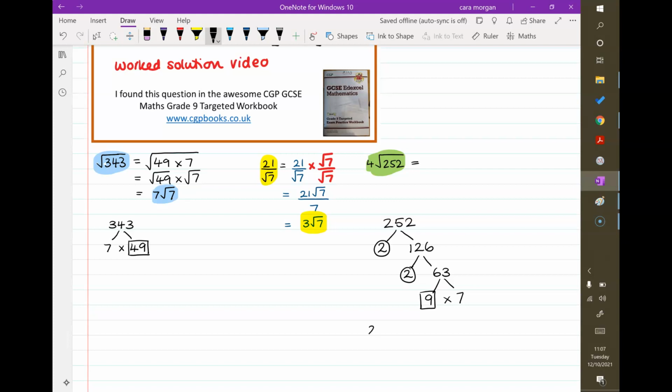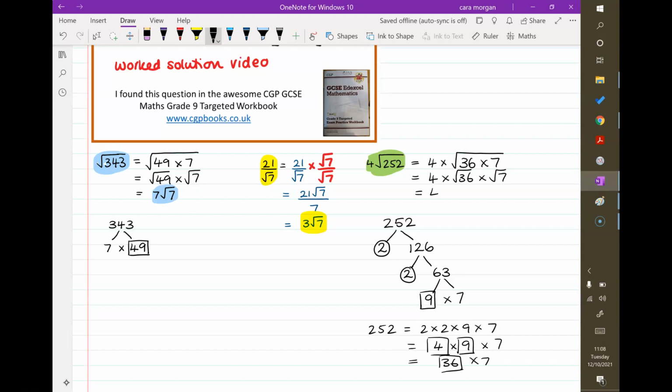So if I know that 252 is 2 times 2 times 9 times 7, I also know that it's 4 times 9 times 7. And having those square numbers is really useful. I can multiply those together to get a bigger square number if I want to. Lovely. So 4 lots of root 252 is 4 lots of, and in my bracket I'm going to write 36 multiplied by 7. That gives me 4 lots of root 36 multiplied by root 7, which gives me 4 lots of 6 lots of root 7, which simplifies to 24 root 7. So those 3 gave me answers in terms of root 7, which is really good.